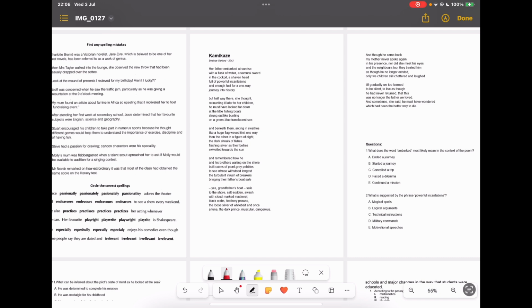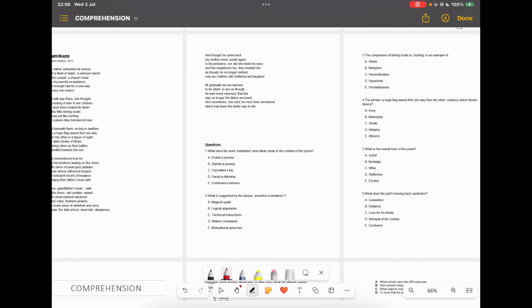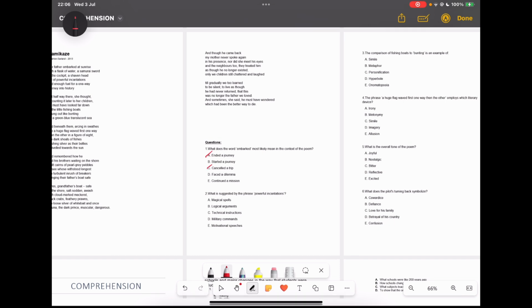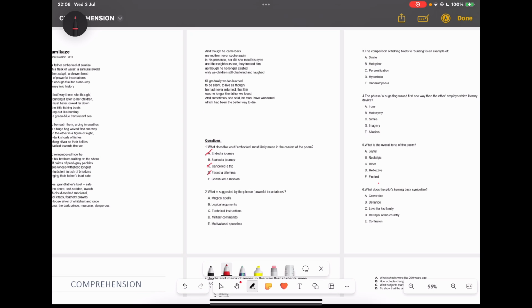So now we read the first question. What does the word embarked most likely mean in the context of the poem? Well, if you're embarking, you're not ending a journey. Starting a journey, yeah. Cancelling a trip, no. Facing dilemma, well, here embarked to sunrise, well, he's getting on the plane, so no. And continuing a mission, well, he's starting one, so this one will be B.